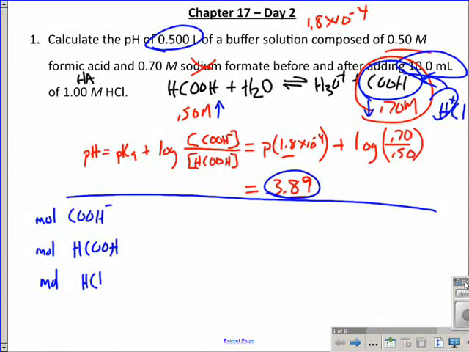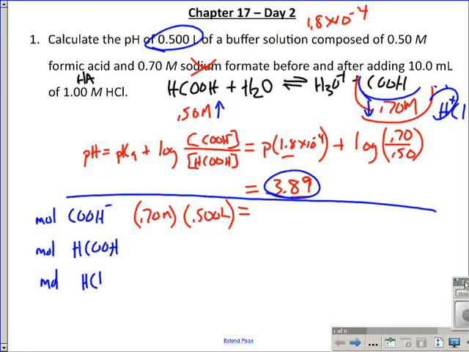So when I go to do my problem here, I have to pull out my information and do my calculations. To calculate the moles of the formate, I need to take my 0.70 molar and multiply by the volume, which was 0.500 liters. When I multiply that out, I've got 0.35 moles of COOH minus.